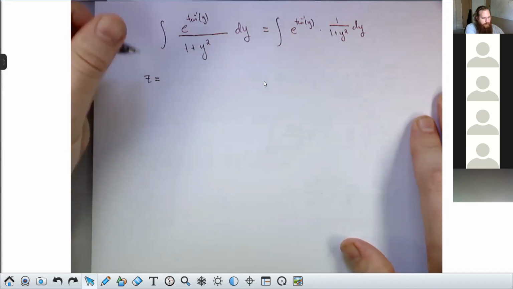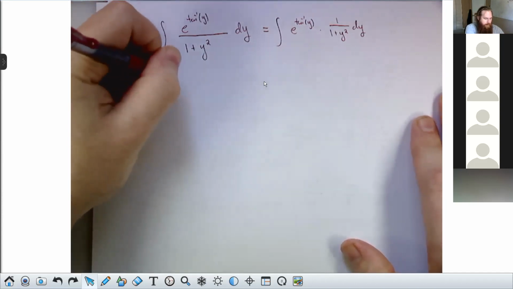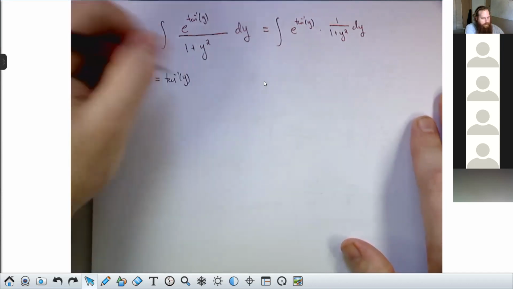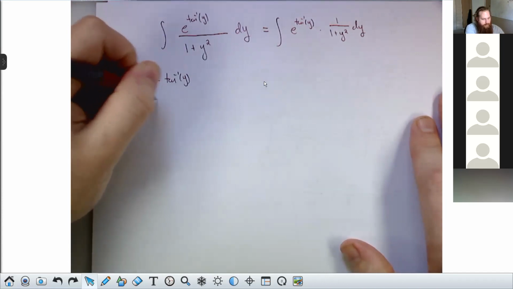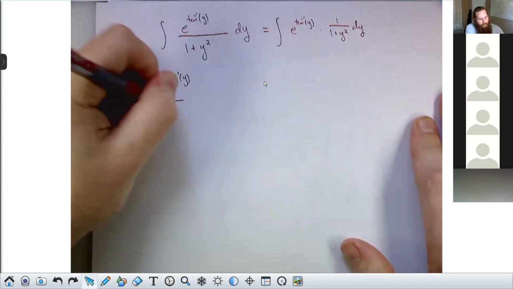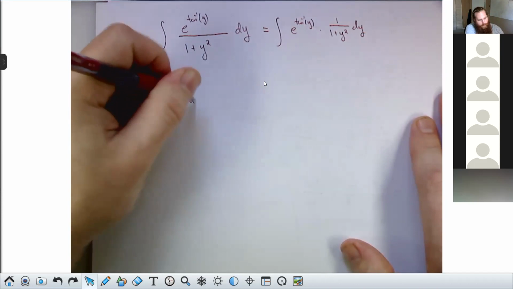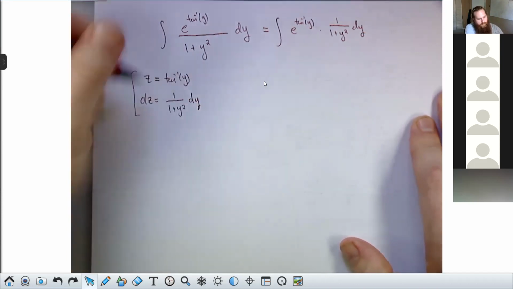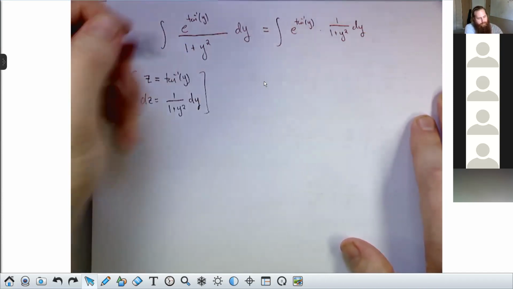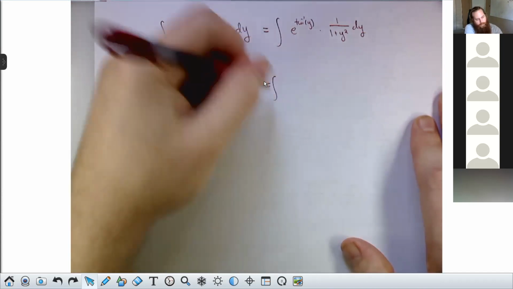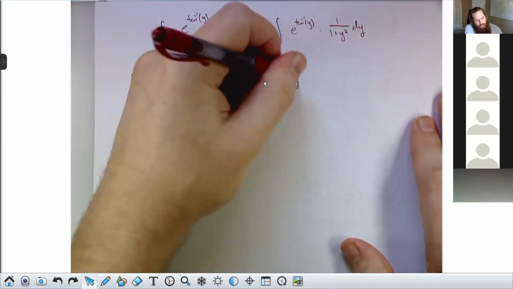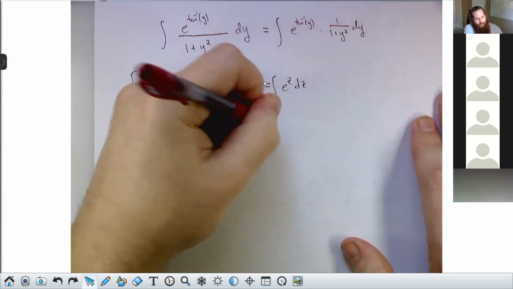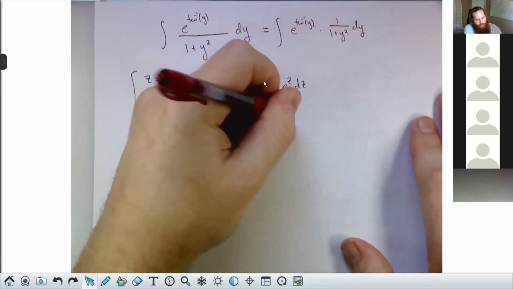Or a z sub. If you let z be the inverse tangent of y, then dz is 1 over 1 plus y squared dy. So this would become the integral of e to the z dz. Very fast problem if you know what you're doing.